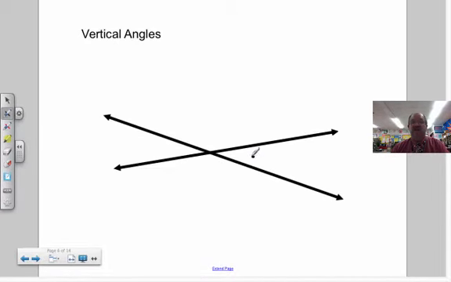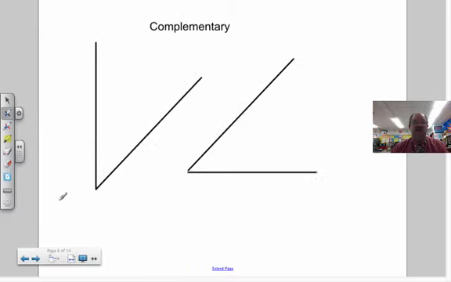Vertical angles. When we have two lines that intersect each other, this angle right there and that one right there are called vertical angles. They're right directly across. Sometimes they're called opposite angles. So those are vertical angles. These guys right here are also vertical angles. They're directly across from each other when two lines intersect.